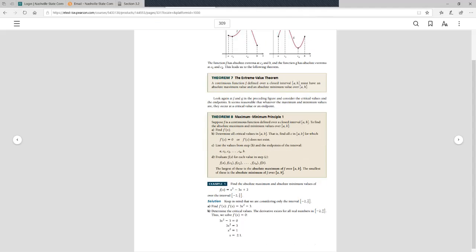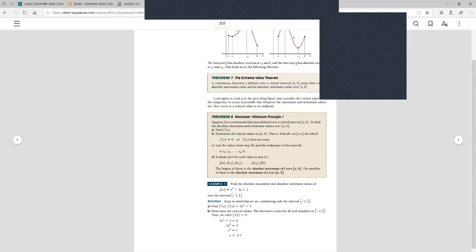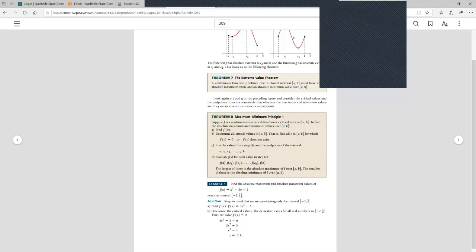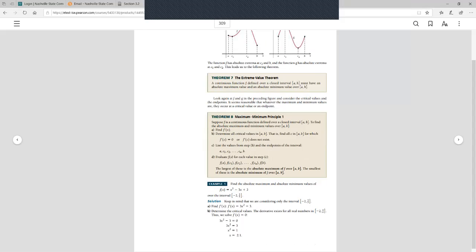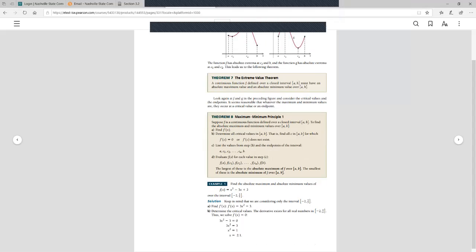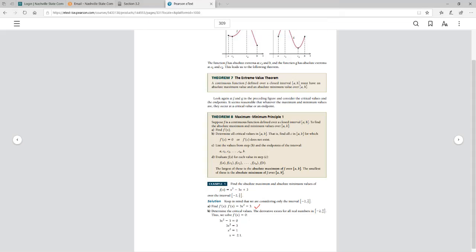Let's look at example 1. For example 1, we have f of x is equal to x cubed minus 3x plus, and our closed interval is from -2 to 1.5. The first thing we're going to do is find the derivative. The derivative of x cubed minus 3x ends up being 3x squared minus 3. That's just power rule for each term. And then we look for critical values.